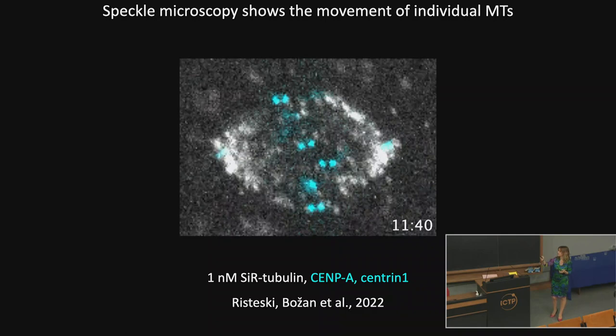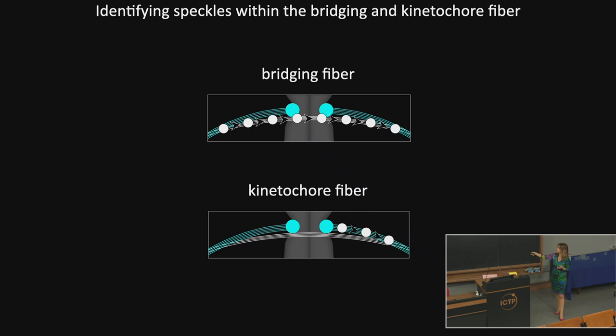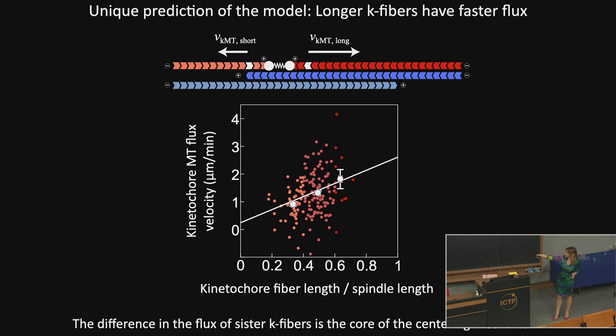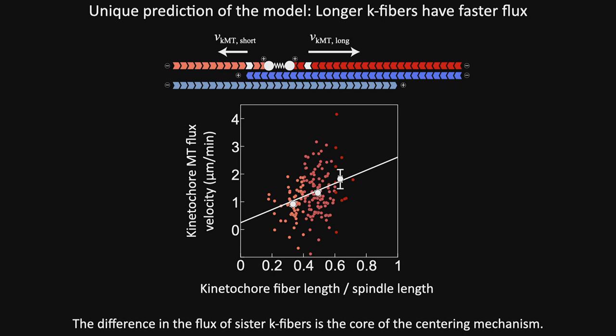And we say that if the white spot goes like this, this is a spot within the bridging fiber. And if the white spot behaves like this, then this is a spot on the kinetochore fiber. And now we can test this important prediction that the long kinetochore fiber will flux faster than the short one. And these are the experimental data. Indeed, which I really didn't believe for a long time, we saw that if you have longer kinetochore fibers, the flux will be faster than the flux of the short kinetochore fibers. So this is the signature of this centering mechanism by differential flux on the long and the short side.